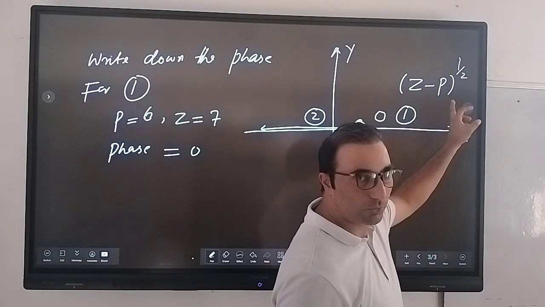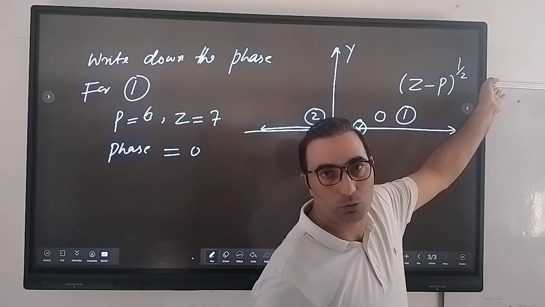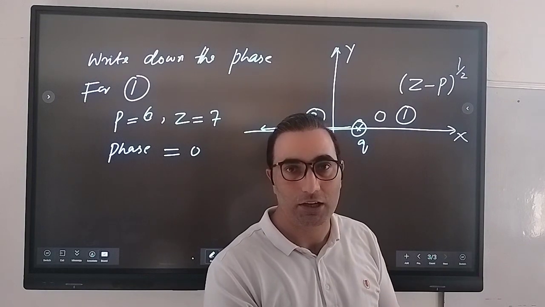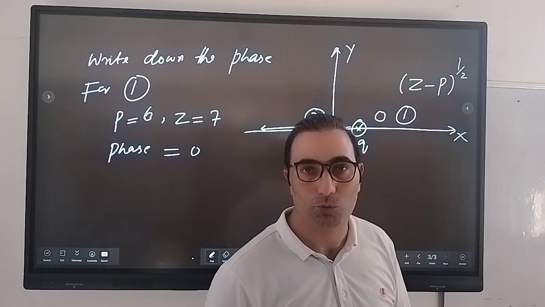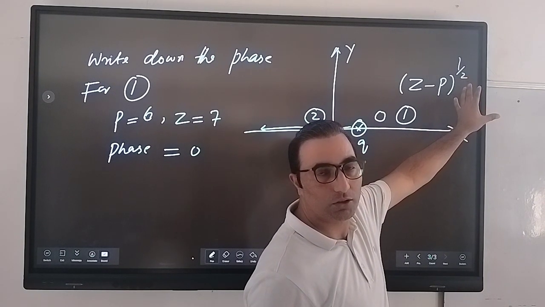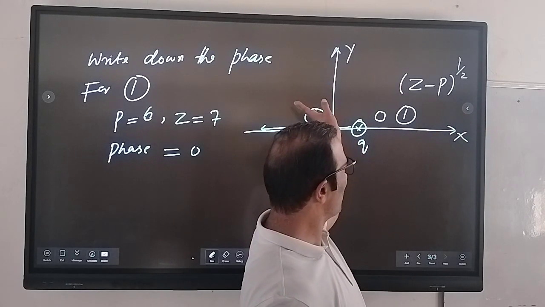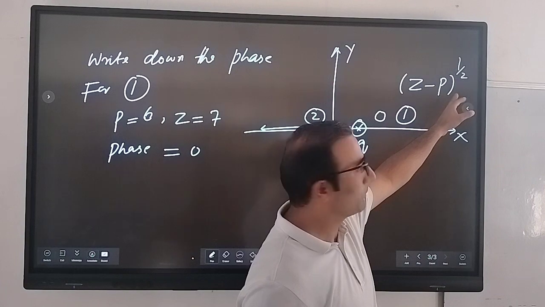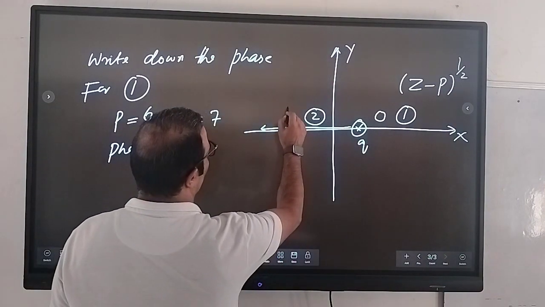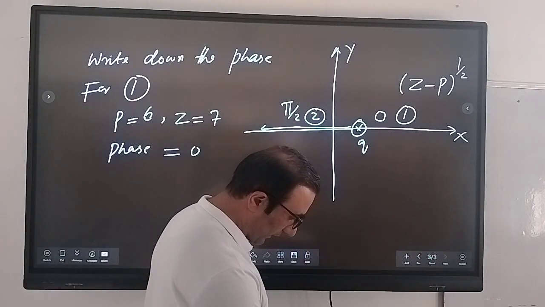Because when it goes from 0 to pi, since it has (z minus p) raised to the power 1 by 2, that will be e raised to the power iota theta by 2, right? So when it goes from 0 to pi, the phase here will be pi by 2, because it is raised to the power 1 by 2. So the argument is going from 0 to pi in the z plane, but because it's raised to the power 1 by 2, it will be iota pi by 2. So the phase change for this one will be pi by 2. Okay, so this is the second part.